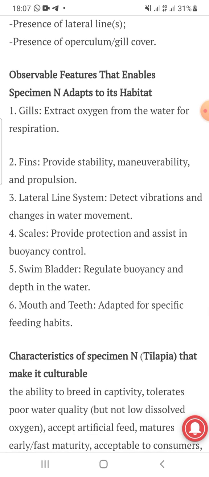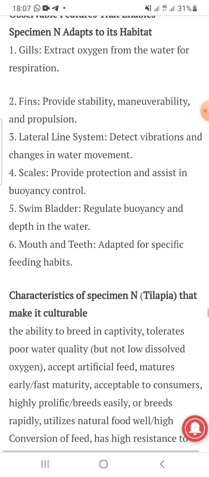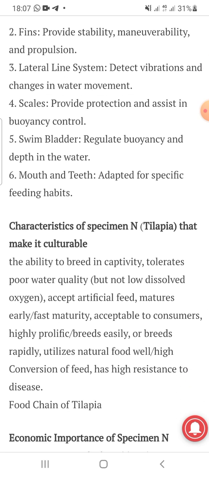Number three, lateral line system: detects vibrations and changes in water movement. Number four, scales: provide protection and assist in buoyancy control. Number five, swim bladder: regulates buoyancy and depth in water. Number six, mouth and teeth: adapted for specific feeding habits.